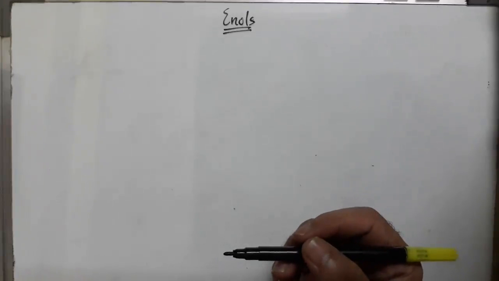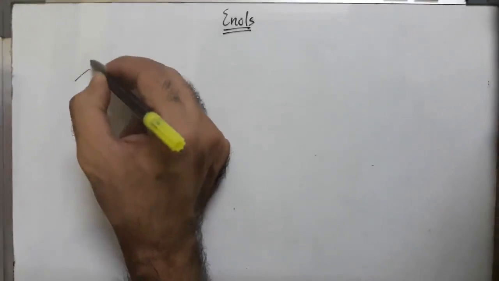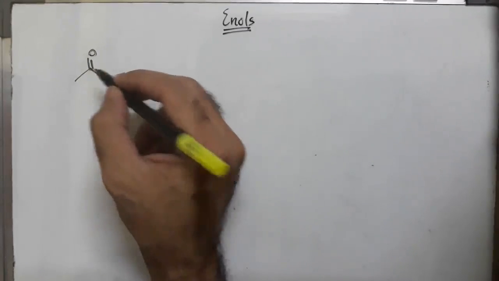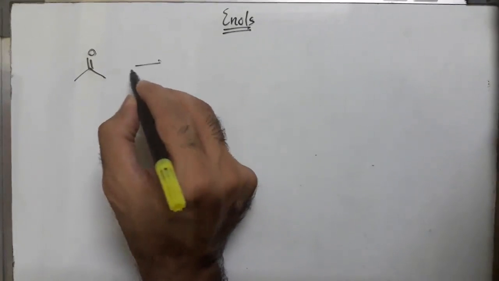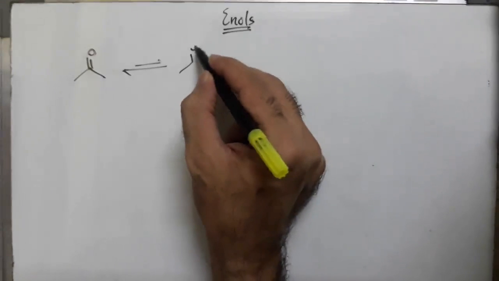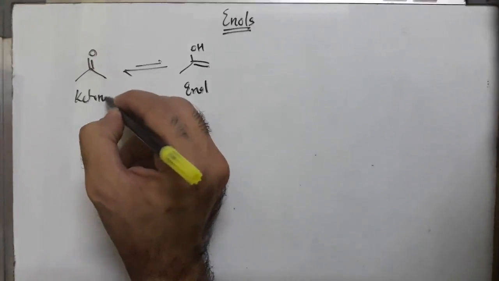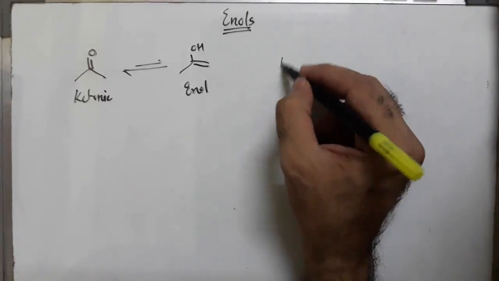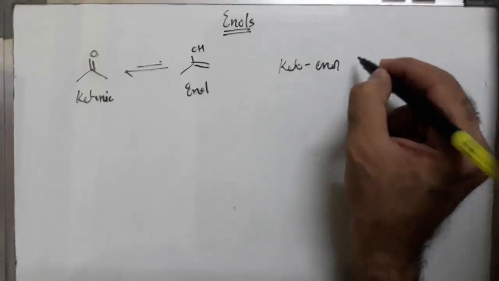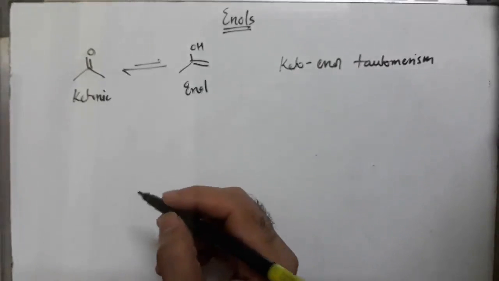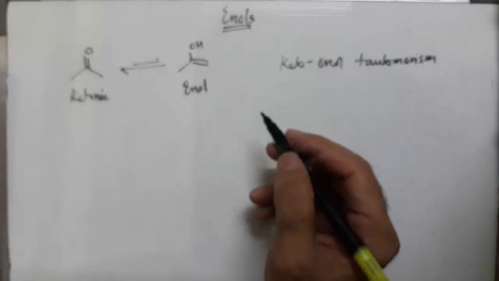Okay friends, so today we are going to discuss something about enols. For example, now let us take a very simple ketonic compound. Now this is your ketonic group. Now this will exist in this form. Now this is called as enol. And this is your ketonic group. So this is your enolic group. So this is your keto enol tautomerism.